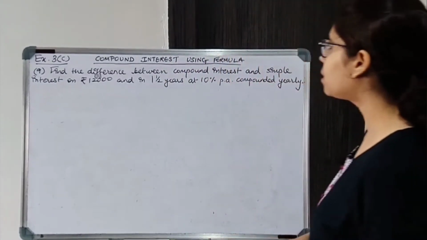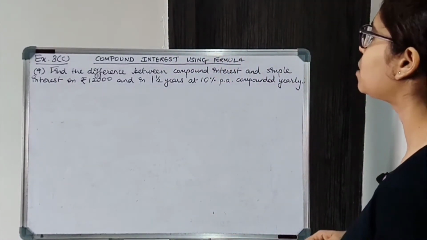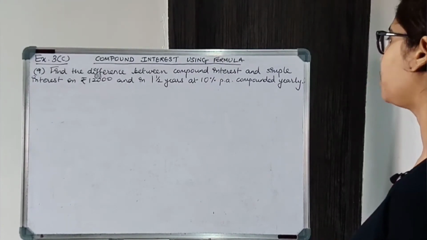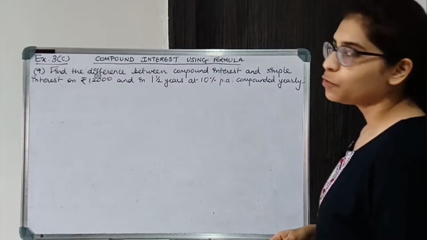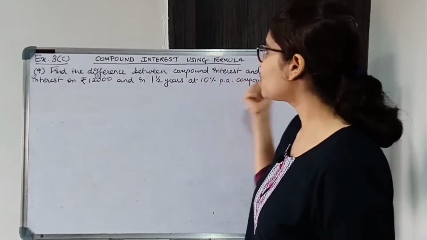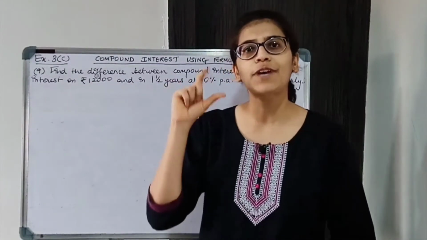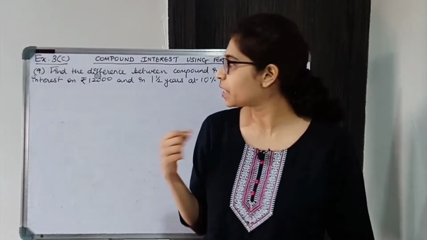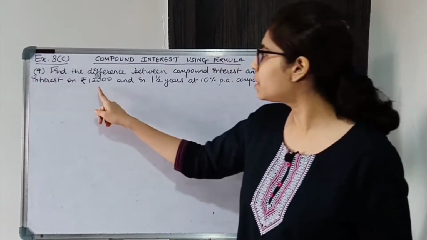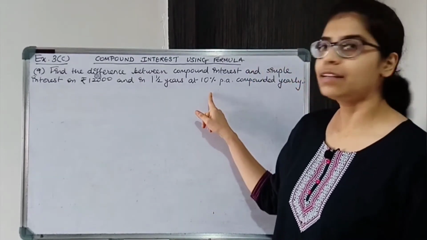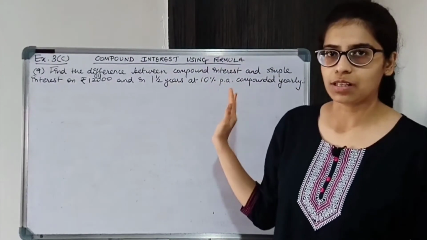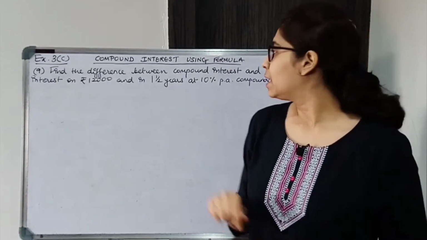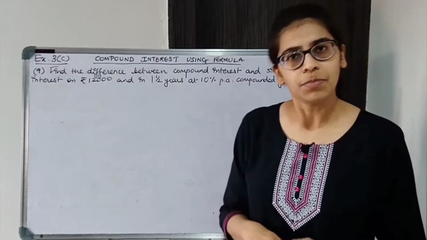Find the difference between compound interest and simple interest on rupees 12,000 in 1.5 years at 10% per annum compounded yearly. Now we have to find the difference between compound interest and simple interest. So we have to find both. Okay, we have to find compound interest also, simple interest also. Now common information is given: principal, number of years, and the rate of interest is same in both the cases. Compounded yearly.